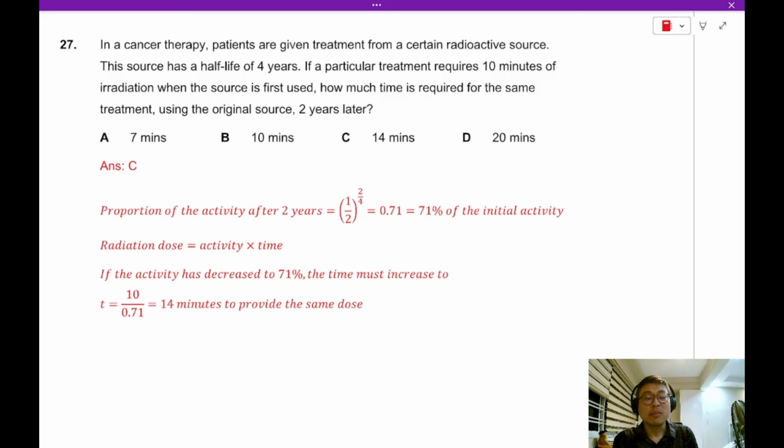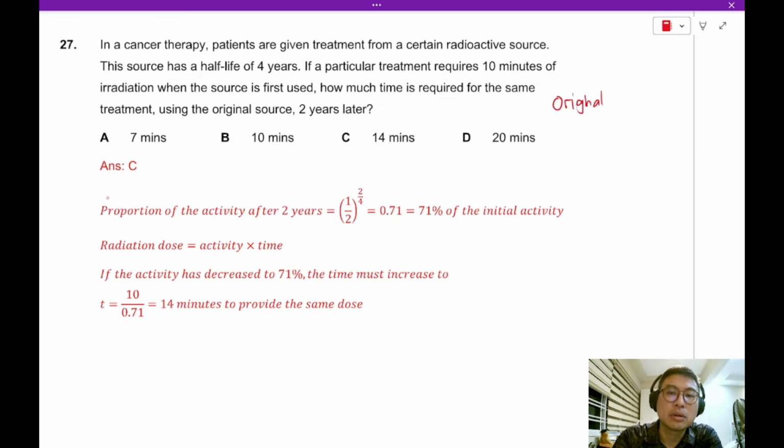Okay? Now, in a cancer therapy, patients are given treatment from a radioactive source. The source has a half-life of 4 years. Now, if a particular treatment requires 10 minutes of radiation when the source is first used, how much time is required for the same treatment if the original source is used 2 years later? Okay, so let's take a look now.